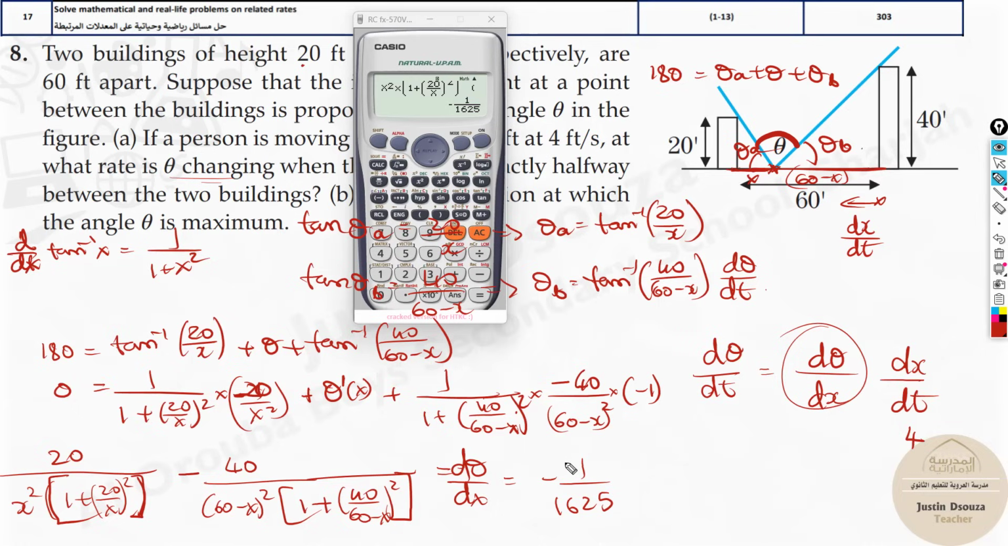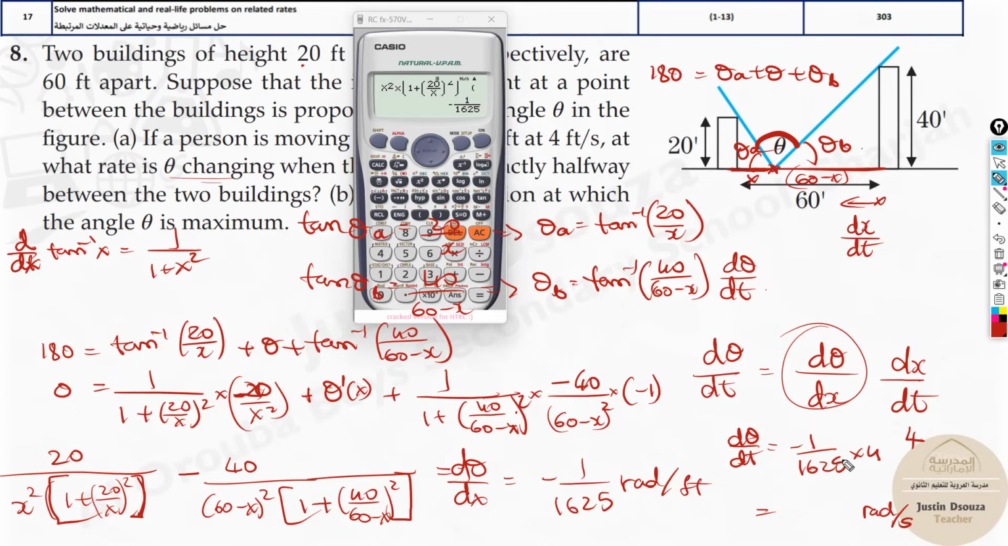Now, this is not over. This is in terms of radians per feet. Why? Because we did all with respect to distance x, so it's radian per feet. But what do we want? We need d theta by dt, right? d theta with respect to time. So this negative 1 by 1625 must be multiplied by 4, and now we will get radian per feet, and feet and feet cancel, we'll get radian per second over here. Since everything is used in seconds, it will be radian per second.